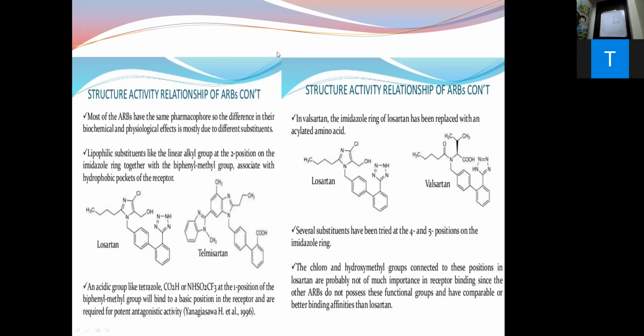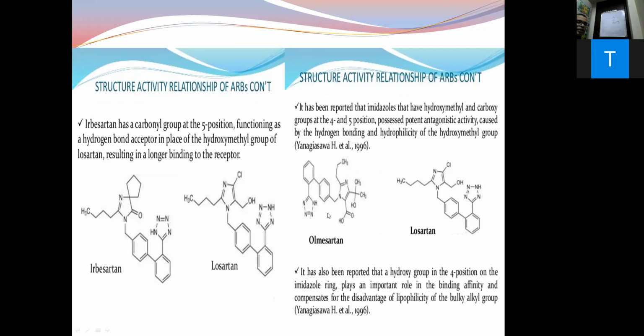Now let's go for the next structure. The next structure is irbesartan. If you see, it is a spiro-containing spiroimidazole derivative. All the structures are the same over here, just a little bit of difference. It is a spiroimidazole derivative.